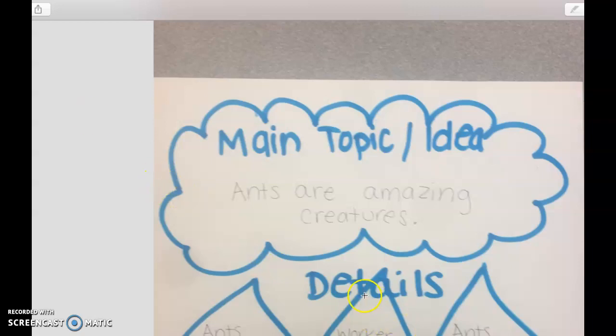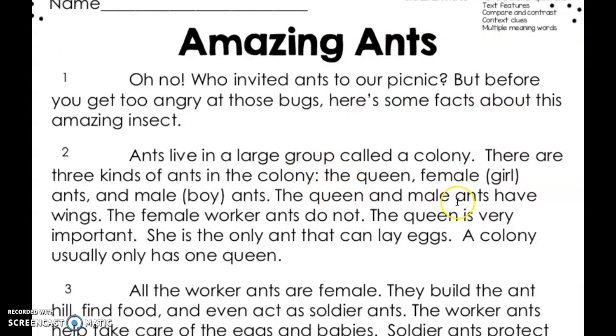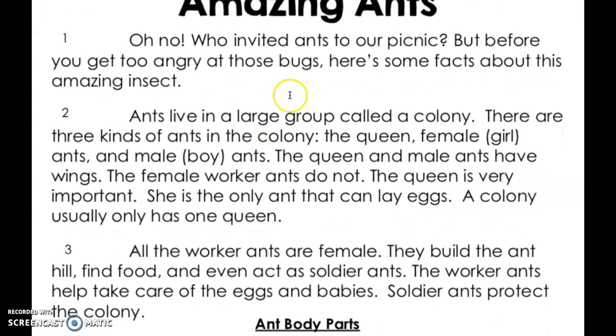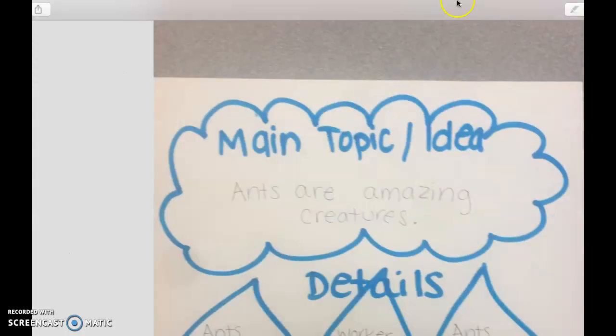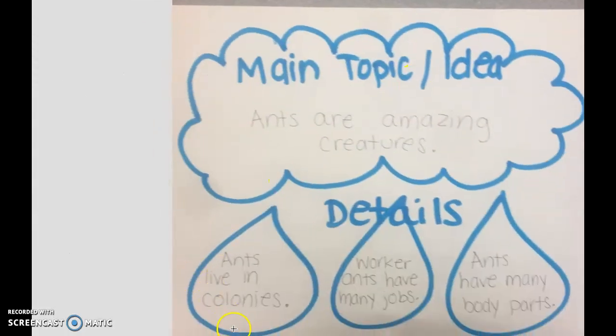Now let's think about details. What are 3 things that support why ants are amazing creatures? If I go back into my paragraphs, I can see that paragraph 2 was all about the colonies, where there's a queen, females, males, and their different jobs. So on my chart, one detail can be ants live in colonies, because that supports why they're amazing.